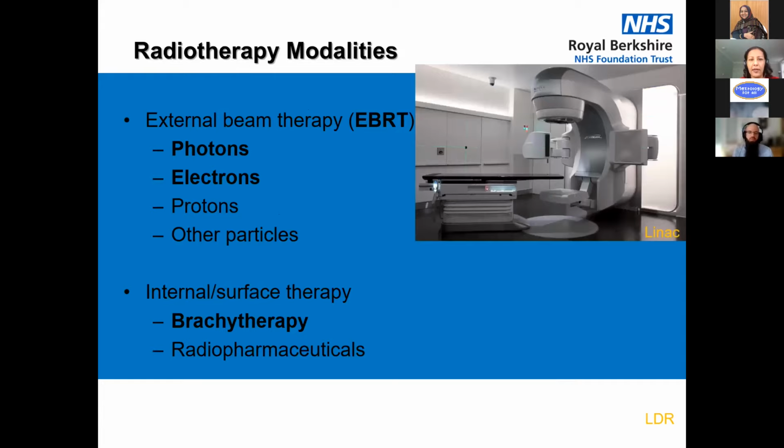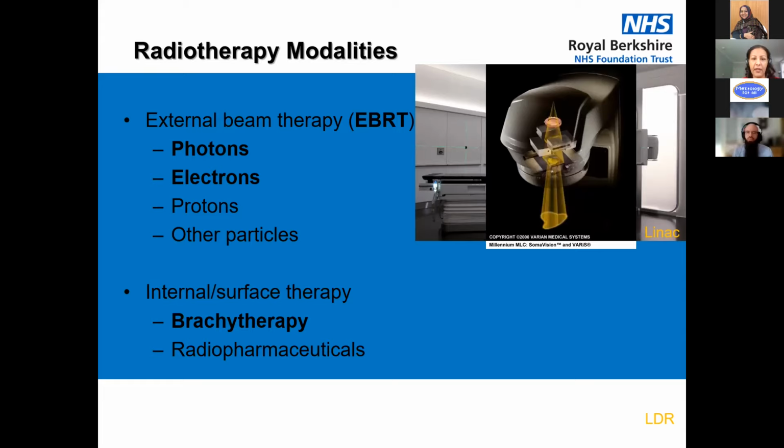The radiotherapy modalities that are commonly used are either external beam radiotherapy, which is delivered with photons, electrons, protons, or other particles, or internal radiotherapy, like brachytherapy or the use of radiopharmaceuticals. In the first figure, you see a linear accelerator that is used for external beam radiotherapy. There have been many advances in linear accelerators, which are very accurate at delivering radiation doses to the tumor and avoiding organs at risk.